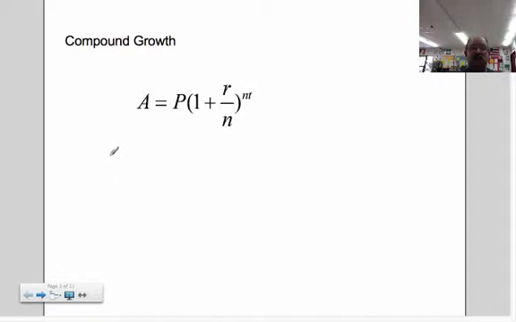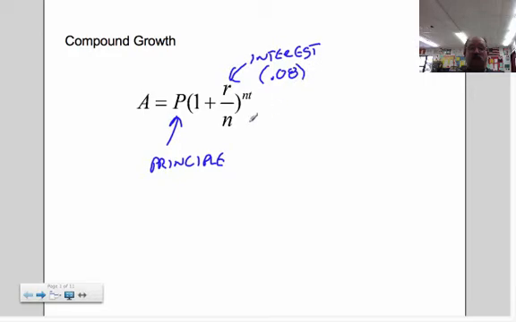Compound growth. This is the way that money grows in a bank. This is the amount of money that you have at a certain time. It's called the principal. It's what you have in the bank, and it's this kind of principal, not the other kind of principal. This R is your interest rate. How much money the bank is willing to give you in time, and it's as a percent. So usually some sort of a decimal equivalent. So like 8% would be 0.08.